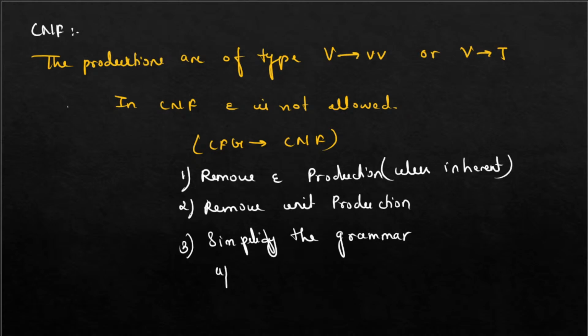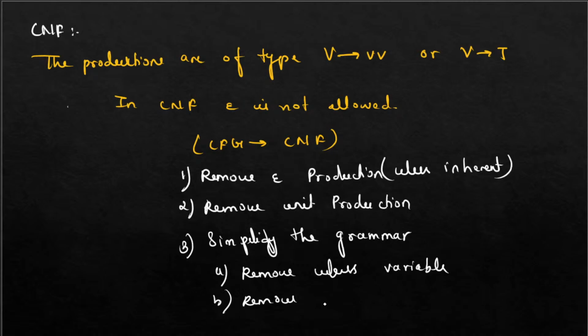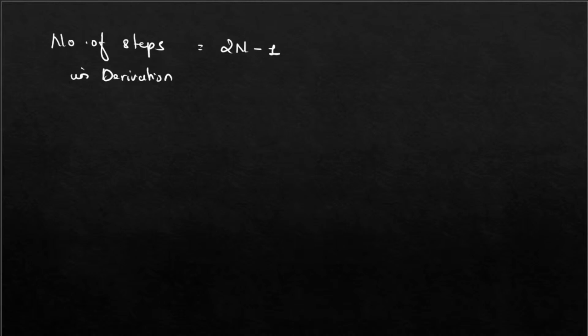Simplify the grammar. A is remove useless variable. After that, B is remove unreachable variable. Okay, and the formula is: number of steps in derivation is 2n minus 1. Alright, now let's see the next one.